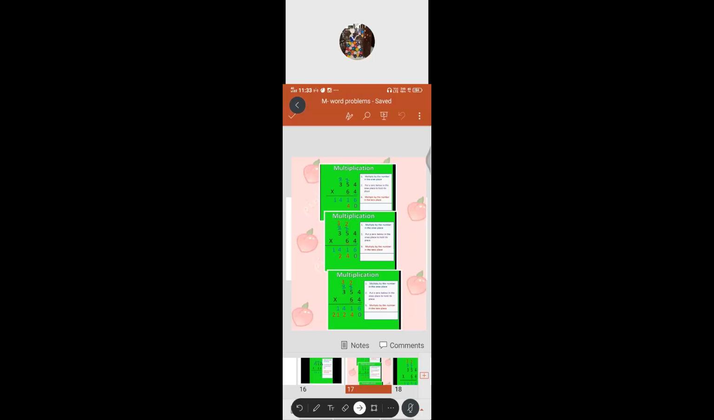Again 6 fives are 30. 30 plus 2 because carry over is there. 32. 2 comes down, 3 moves as a carry over in the hundreds place. Again 6 threes are, what will come? 18. So 18 plus 3, 21. Got it? Now we completed the second step.